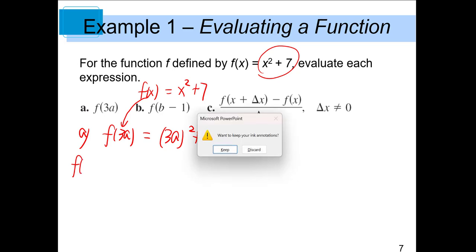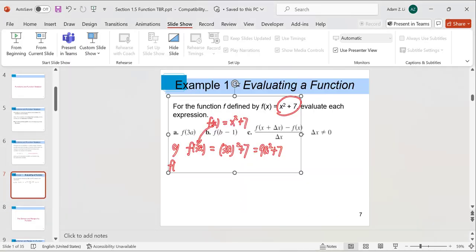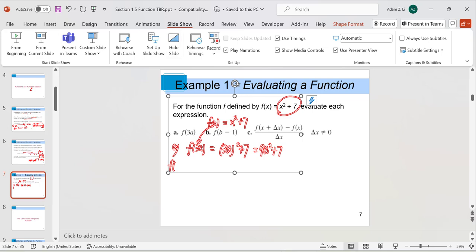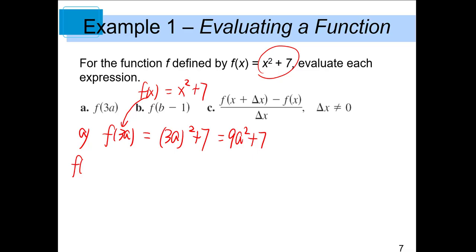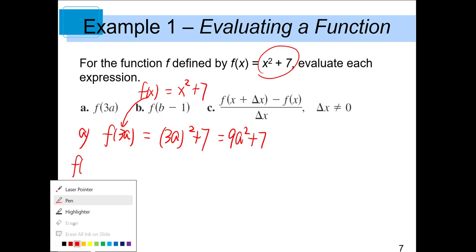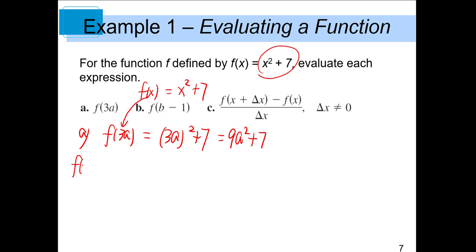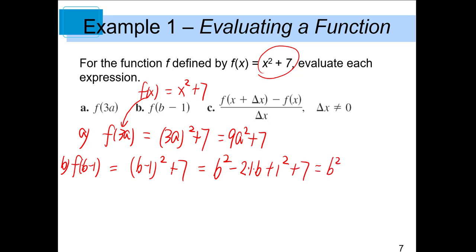The second one is f of b minus 1. So here replacing x with b minus 1, we get b minus 1 squared plus 7. And this is a perfect square, so it will be b squared minus 2 times 1 times b, plus 1 squared, adding 7. So we get b squared minus 2b plus 1 plus 7. So this is b squared minus 2b plus 8. Okay, that's part B.